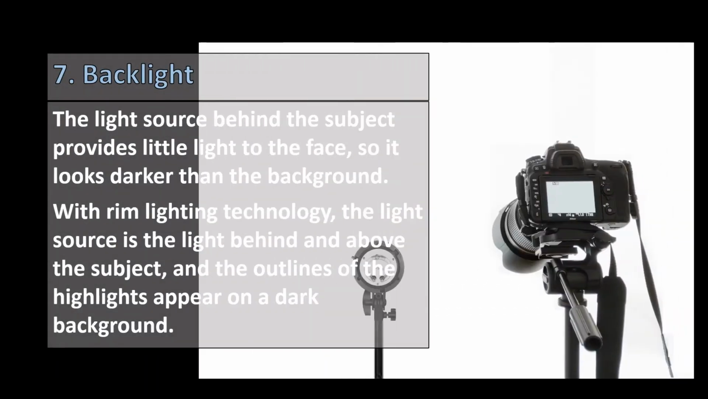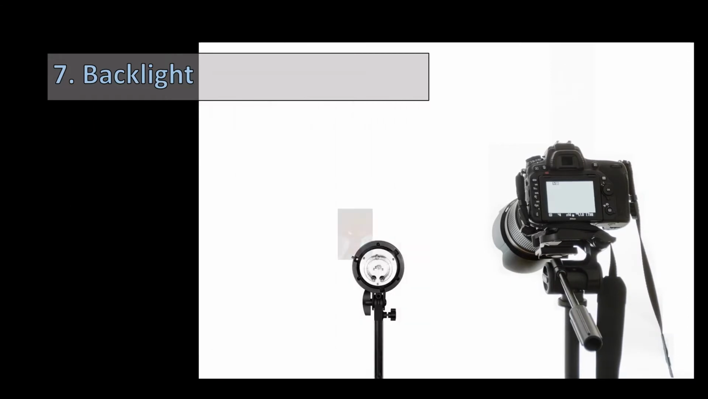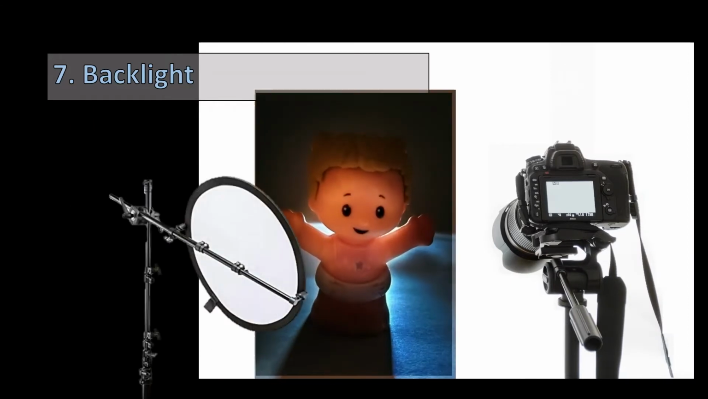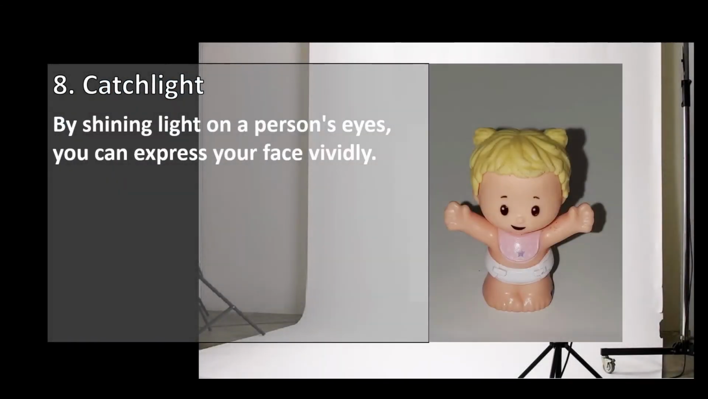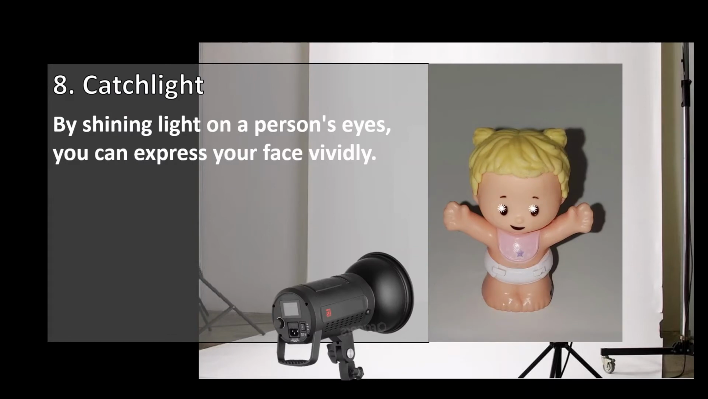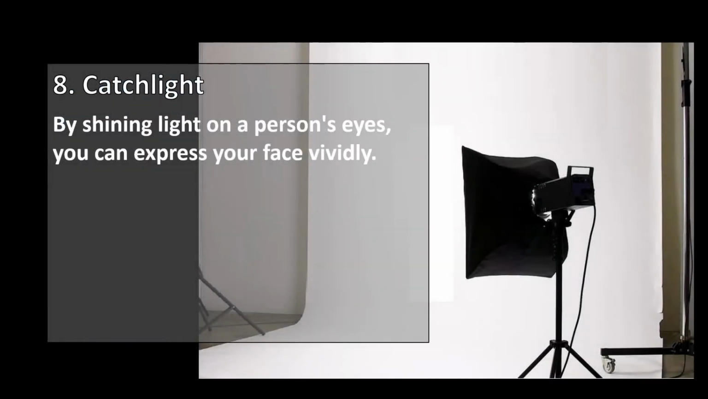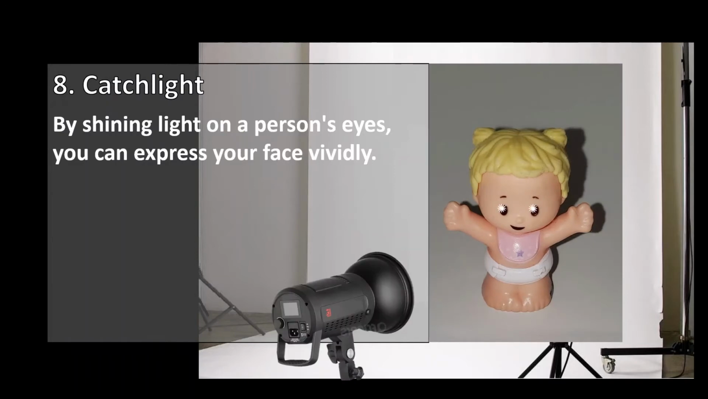7. Backlight. The light source behind the subject provides little light to the face, so it looks darker than the background. With rim lighting technique, the light source is the light behind and above the subject, and the outlines of the highlights appear on a dark background. 8. Catch light. By shining light on a person's eyes, you can express your face vividly.